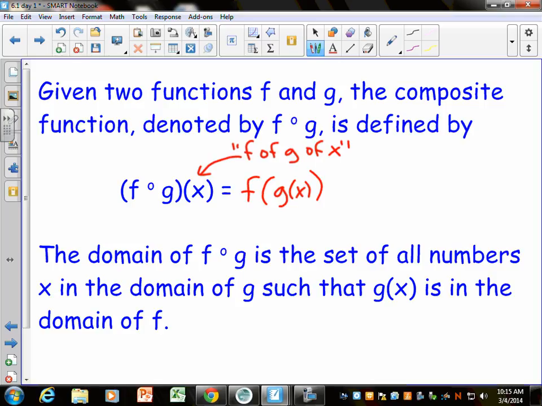There are questions on the unit test that ask you about the domain, so we want to make sure that we understand how to do that. Okay?